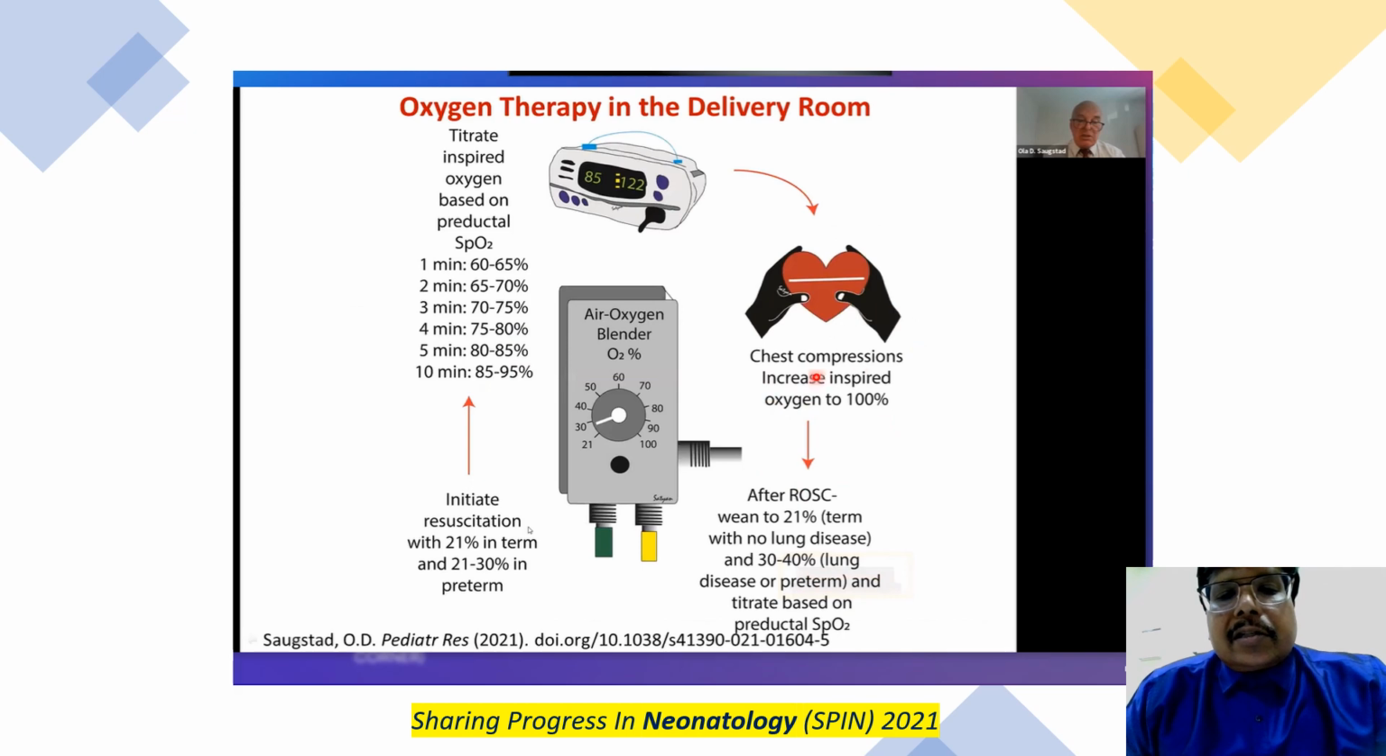Once it requires chest compression, increase the inspired oxygen to 100%, and after return of circulation, wean off to 20% quickly, in time. If the baby has no lung disease, but in a baby with suspected lung disease or a preterm baby, hold on to 30 to 40% until further assessment is done. These are all titrated based upon the preductal SpO2. Have a look at the slide here. Clear now?